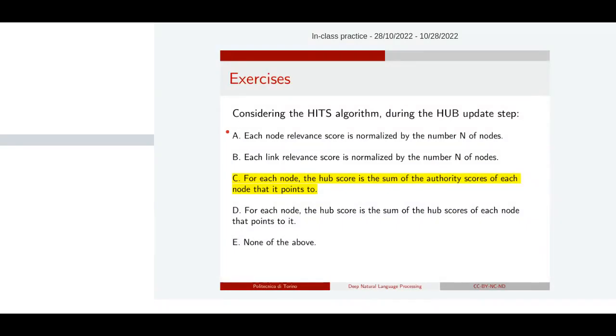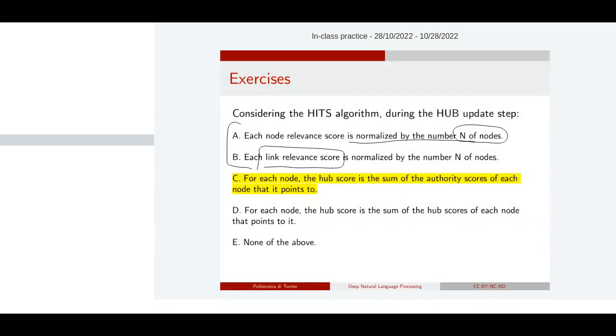The first two, why are they wrong? Because we don't have a relevance score for a link. The first one is wrong because it's not normalized by the number of nodes. It's normalized by the sum of the hub or the authority scores, respectively.